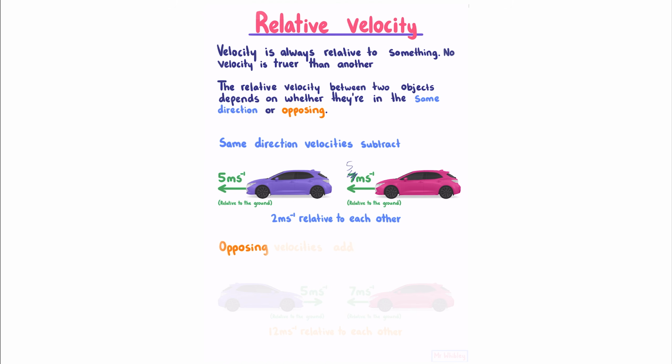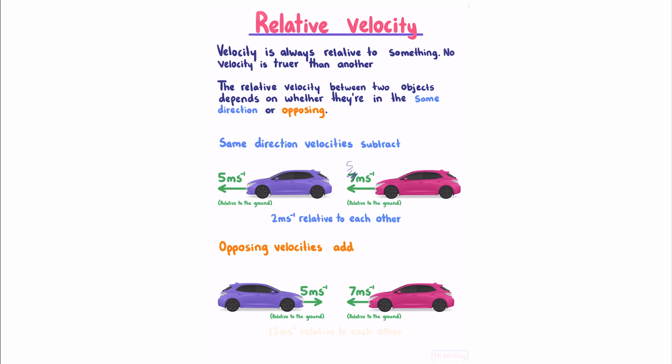On the other hand, opposing velocities add. So if we had the same cars traveling at the same speed but in opposite directions, these velocities would add, giving us 12 meters per second relative to each other.